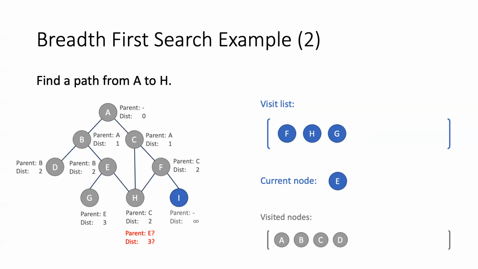Is that 3? Is that 3 or 4? No, 3. H to E to B to A. 3, thank you. Right, I have to do that every time.